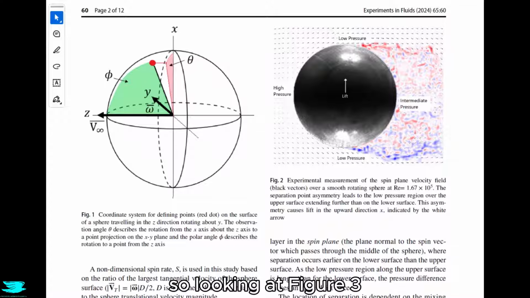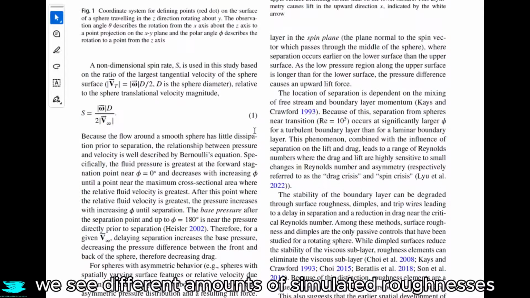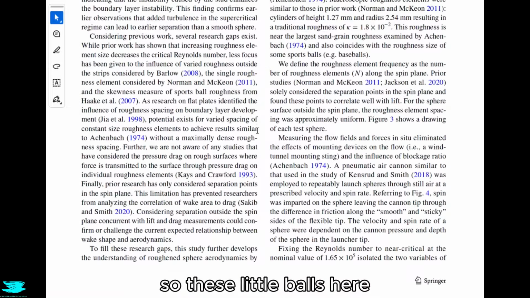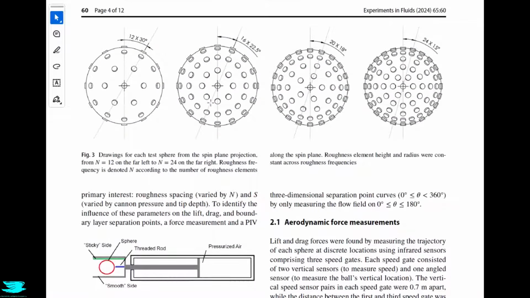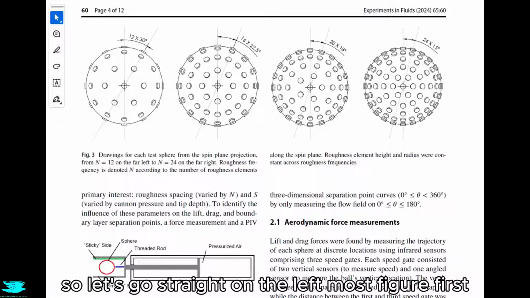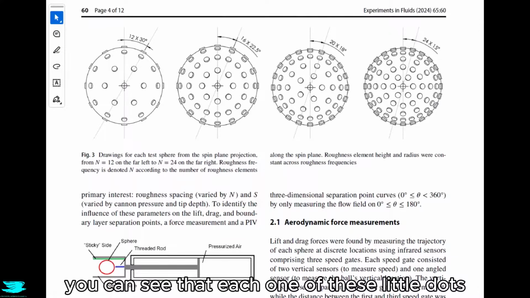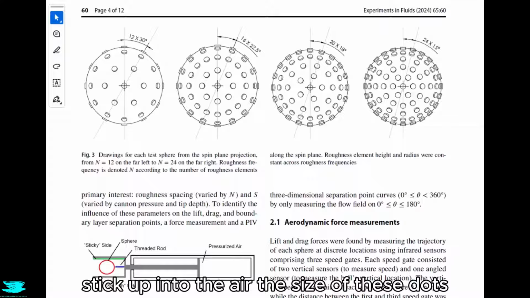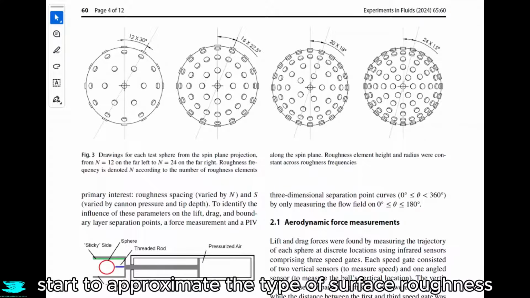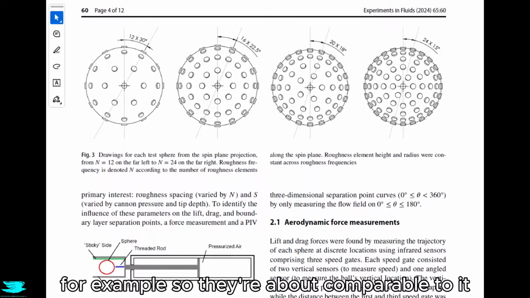So looking at figure 3, we see different amounts of simulated roughnesses. So these little balls here. Let's concentrate on the leftmost figure first. You can see that each one of these little dots stick up into the air. The size of these dots start to approximate the type of surface roughness you get on baseballs, for example, so they're about comparable to it.